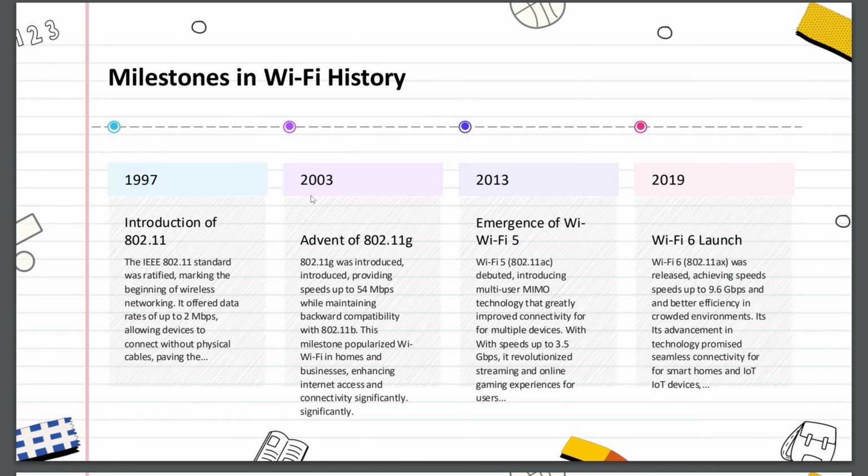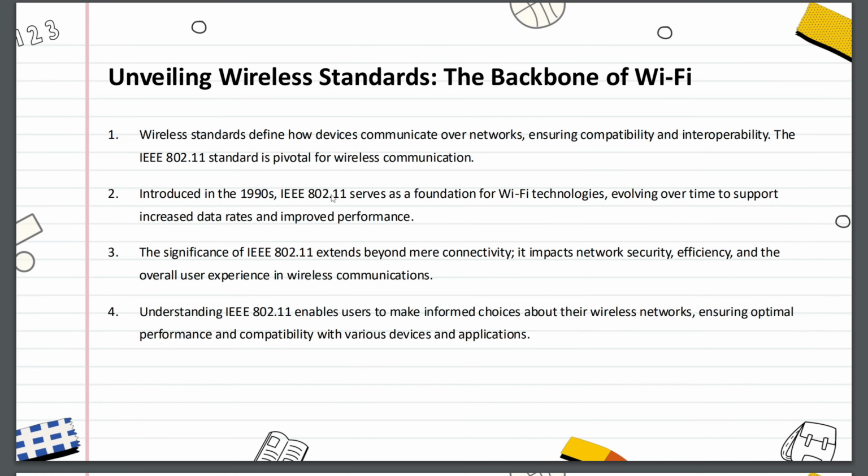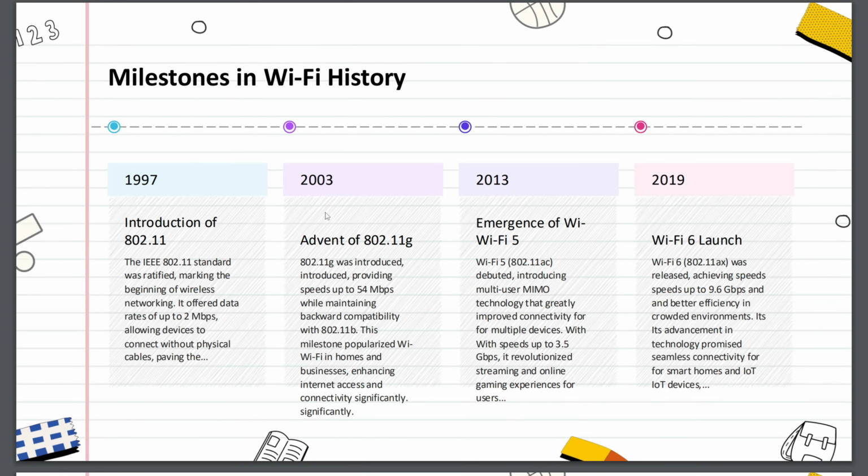802.11a was the first major update, operating in the 5 GHz band with speeds up to 54 megabits per second, but it's more sensitive to obstacles like walls. 802.11b, introduced in 1999, operates in the 2.4 GHz band and offers speeds up to 11 megabits per second. It's slower than 802.11a, but became widely adopted. 802.11g combines the best of both previous versions by offering speeds up to 54 megabits per second in the 2.4 GHz band, while still being compatible with 802.11b devices.